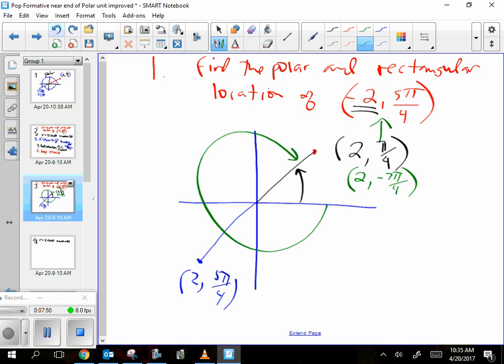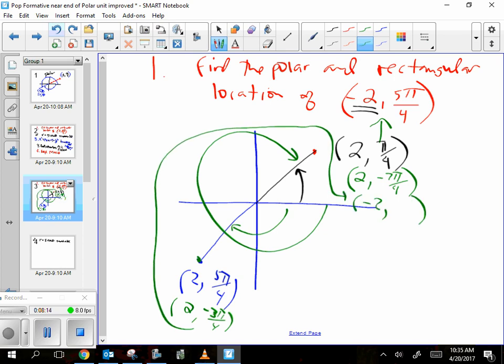Another polar name for that point: there's only one I've left off, which is this point with a negative angle. If I say this point with a negative angle, it would be negative 3 pi over 4. And then I could transport it over here and list it as negative 2 comma negative 3 pi over 4. That's the last thing you could have possibly written. I didn't ask you to write all of them, just one of them. So you could have written more if you wanted to. Just trying to show all the options.